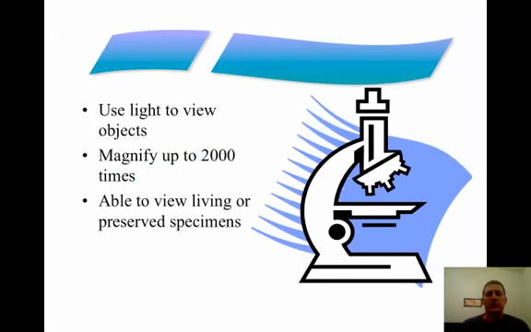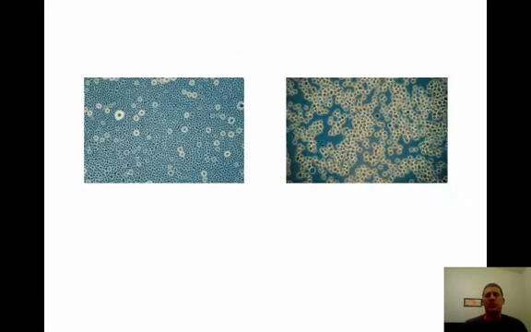A modern day microscope, we use what's called a compound light microscope. It uses light to view objects. It's good for magnifying things up to about 2,000 times their actual size. An advantage to a light microscope like this is you can view preserved specimens and you can also view living things. So we're going to do both in this unit. We're going to look at some small protists that swim around in water, and we're going to look at some preserved slides as well.